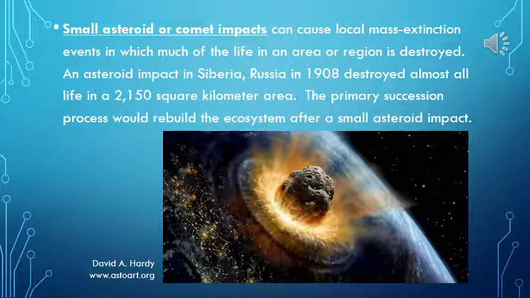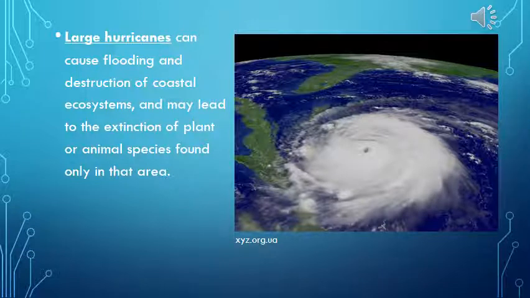Small asteroid or comet impacts can cause local mass extinction events in which much of the life in an area or region is destroyed. An asteroid impact in Siberia, Russia in 1908 destroyed almost all life in a 2,150 square kilometer area. The primary succession process would rebuild the ecosystem after a small asteroid impact. Large hurricanes can cause flooding and destruction of coastal ecosystems and may lead to the extinction of plant or animal species found only in that area.